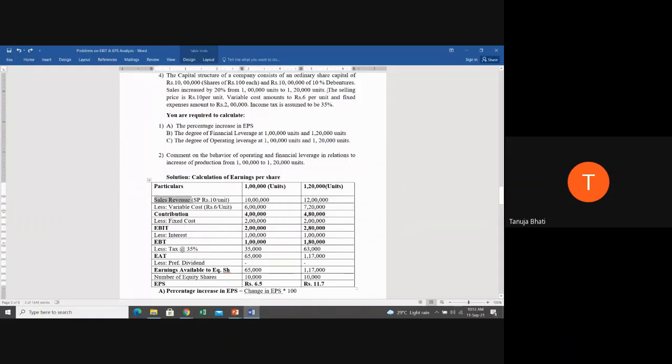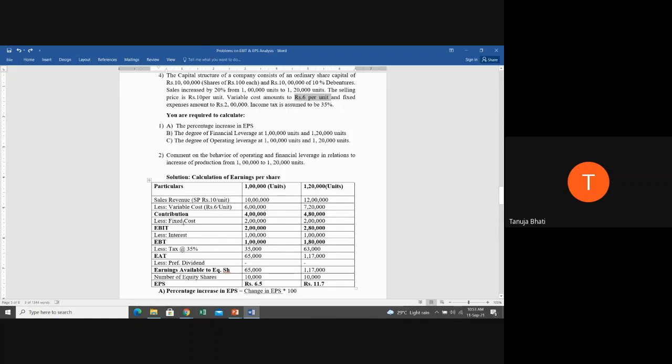Sales revenue, here the selling price is directly given, 10 per unit. So students, if it is 10 per unit and there are 1 lakh units, it will be 10 lakh rupees. I will show you for 1 lakh units. Similarly, you have to solve for 1 lakh 20,000 units. That is 1 lakh 20,000 units into 10, you get 12 lakhs. Less variable cost. Variable cost is directly given in the problem, 6 per unit. So 6 into 1 lakh, you get 6 lakh. From sales, when you minus variable cost, you get the contribution, that is 4 lakhs.